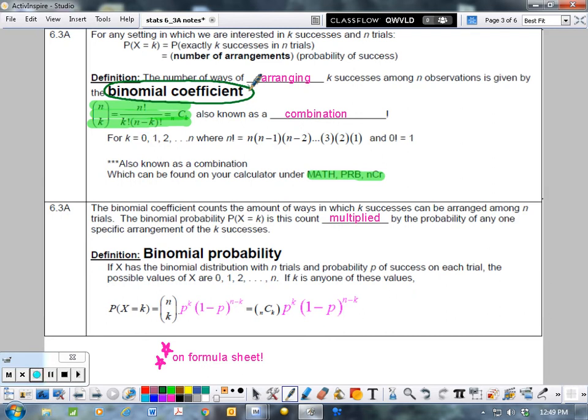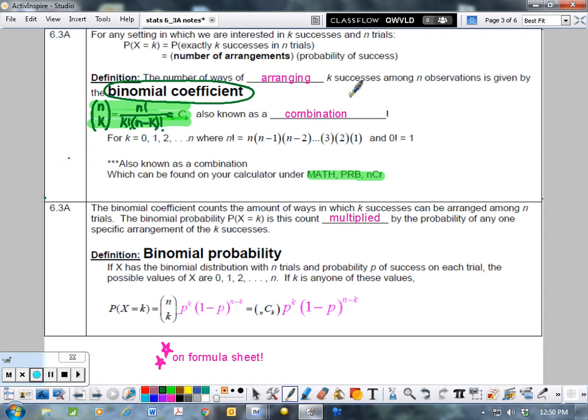So I have to figure out how many different ways I can have those 2 successes, and that's our binomial coefficient. The way the binomial coefficient looks on our formula is parentheses with n on top and k on bottom, where n is the number of trials and k is the number of successes. That's just a notation for n factorial over k factorial times n minus k factorial. And what this really is, is a combination.